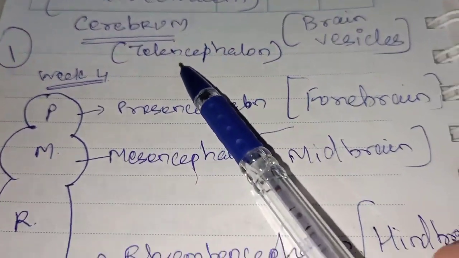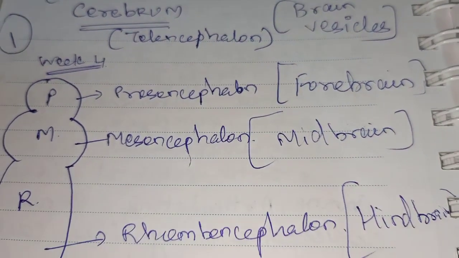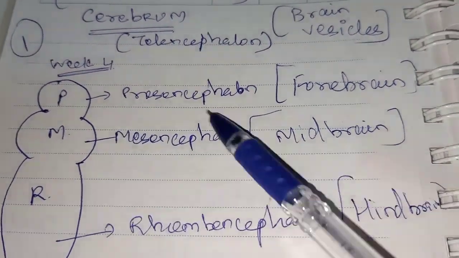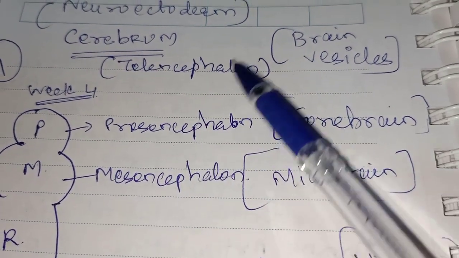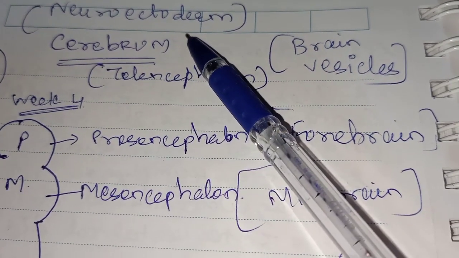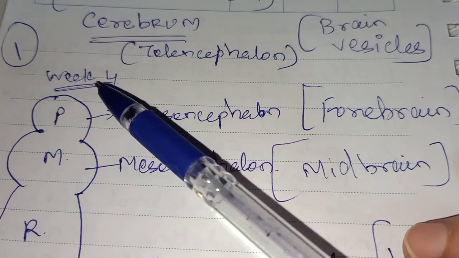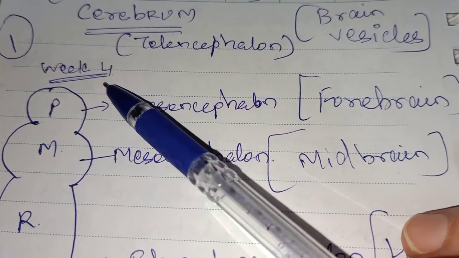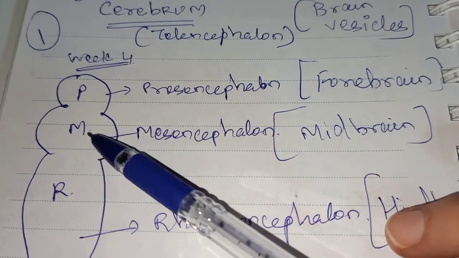Okay, now these are the brain vesicles, which develop in the intrauterine life from the neuroectoderm. Okay, now what is developing in the fourth week? In the fourth week of intrauterine life, these are brain vesicles.